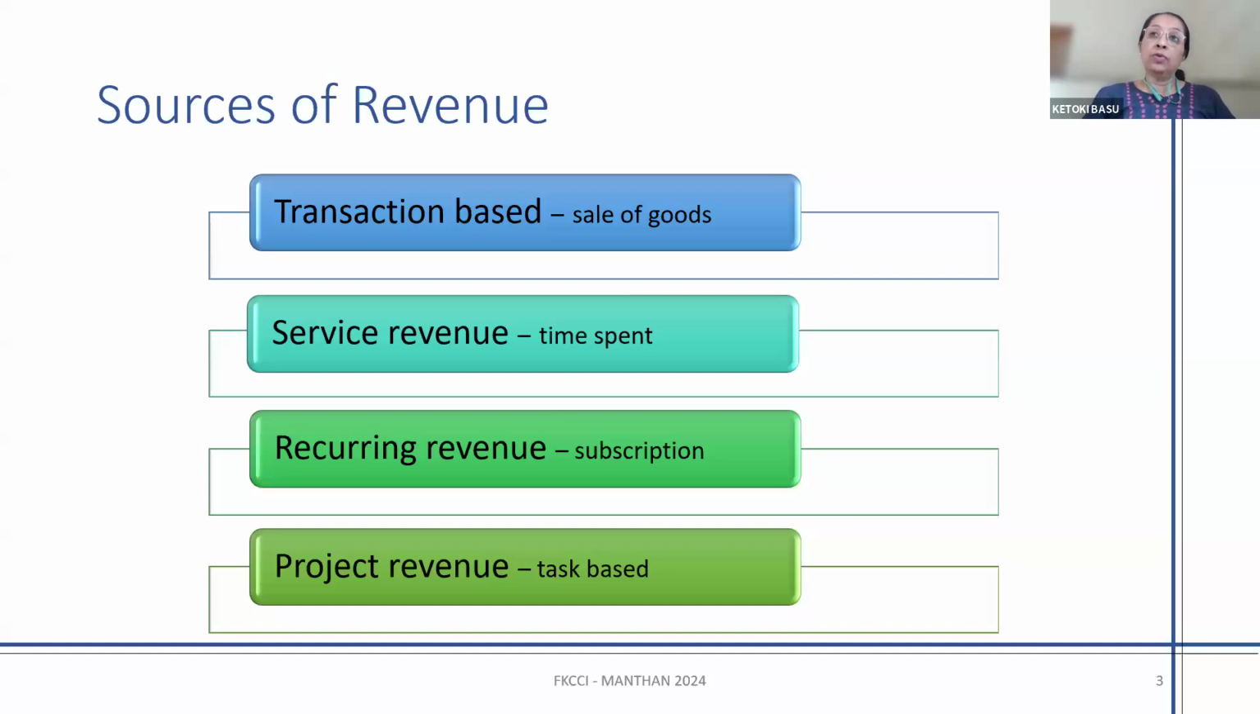The fourth type could be a project-based revenue, where you've been given a specific job to do for some organization, or your product is such that you render a service for a piece of work that you do for a company. In that case, it could be a mixture of goods and services, and so the pricing would be based on both time as well as material. It's a project-based revenue.